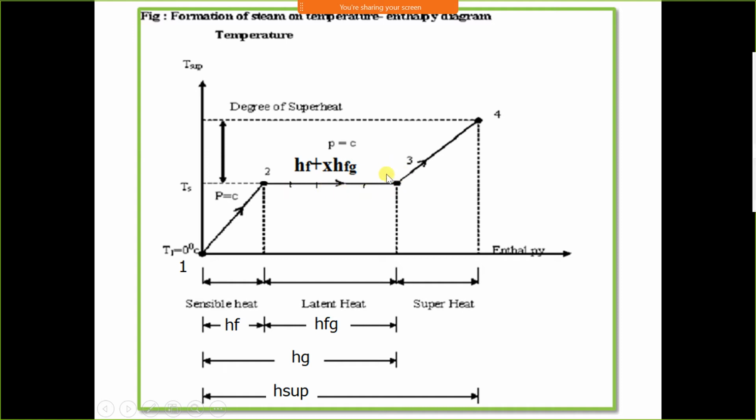Suppose steam is saturated. I will check Hg from the steam table at a given temperature or pressure, and Hg is equal to Hf plus Hfg. Suppose the steam table doesn't have the value of Hg, we can take Hf plus Hfg and add. Normally Hf, Hfg and Hg, all three values will be given in the steam table.